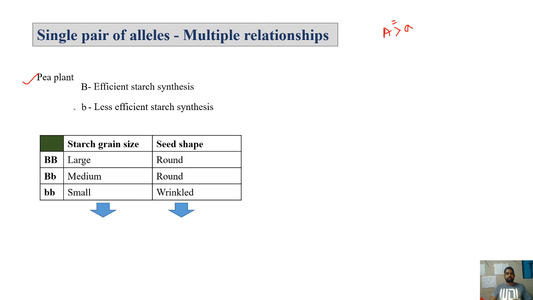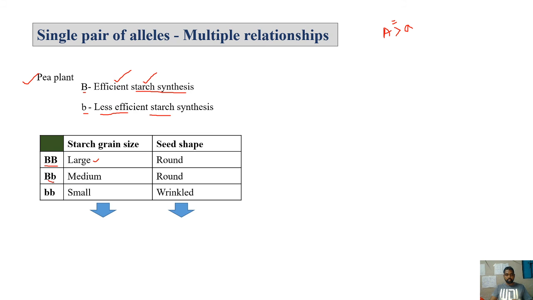in the case of pea plant, when allele capital B is present, then starch synthesis will be efficient, whereas when small b is present, the starch synthesis will be less efficient. So here capital B and small b determine how efficient the starch synthesis will be. Now when you apply this to a particular phenotype, when the genotype is capital B capital B, then the grain size is large because there is efficient synthesis of starch.